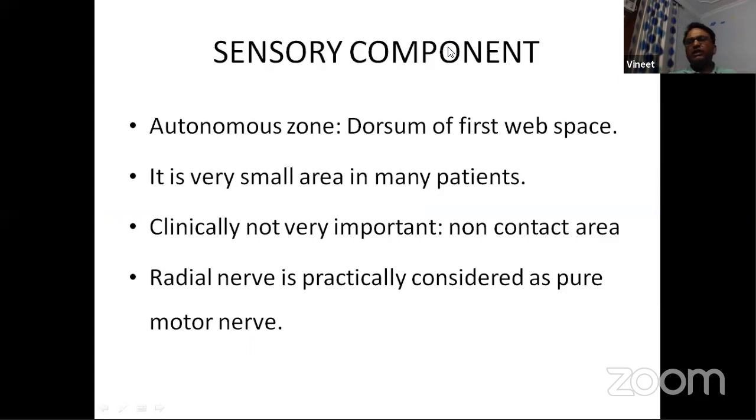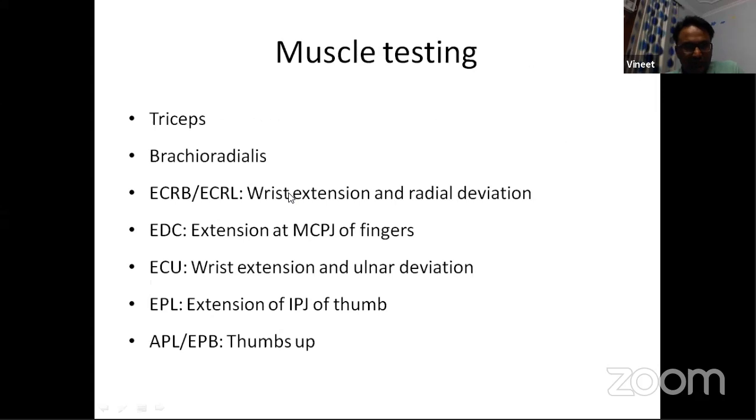The sensory component of the radial nerve is described by various authors as not so important. It's a very small area. The autonomous zone is a very small area on the dorsum of the first web space. At times it may not be very well delineated, and clinically this is a non-contact area of the hand, and for all practical purposes the radial nerve is considered to be a motor nerve. The motor function is what we are mainly concerned with in radial nerve injuries.